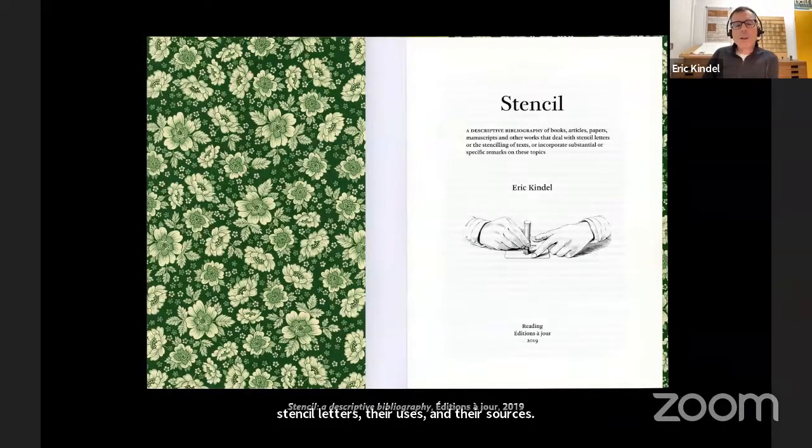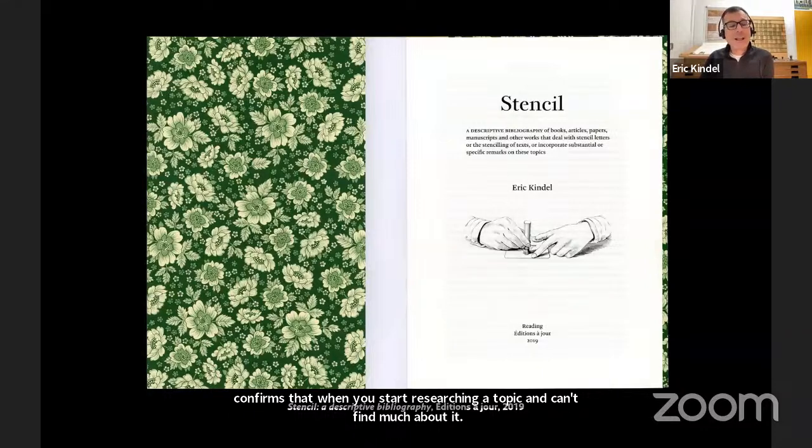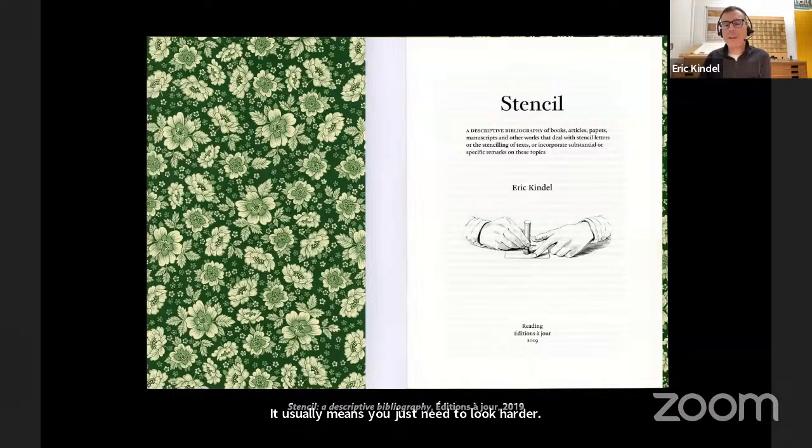Well, from that early start, many more sources have been located, which I've assembled in this bibliography, which you can find online. It has about 100 entries across 6 languages and confirms that when you start researching a topic and can't find much about it, it usually means you just need to look harder. Anyway, it includes a few of my own studies, which attest to the scenes or episodes of stencil work I've been investigating.